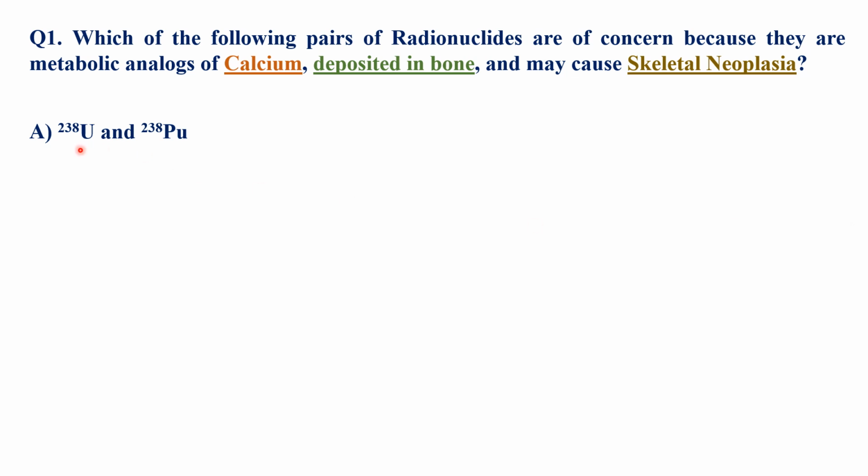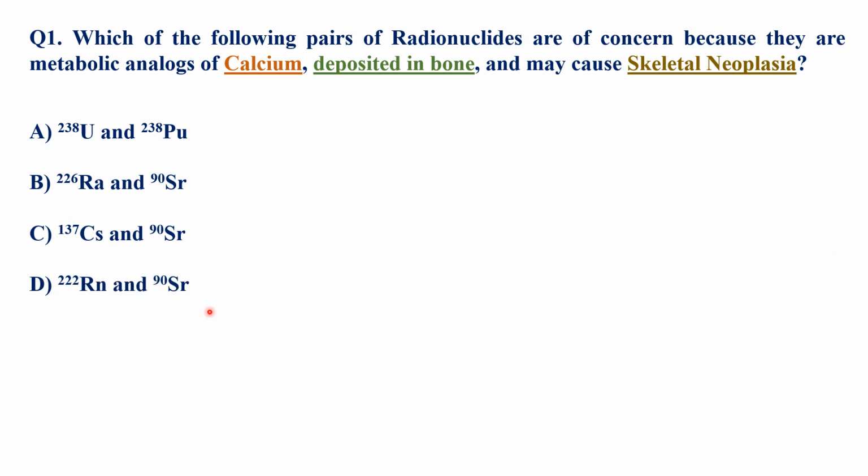The first option is uranium 238 and plutonium 238. Second option is radium 226 and strontium 90. Third option is cesium 137 and strontium 90. Fourth option is radon 222 and strontium 90. Option E is radon 222 and cesium 137. The right answer is option B, radium 226 and strontium 90.